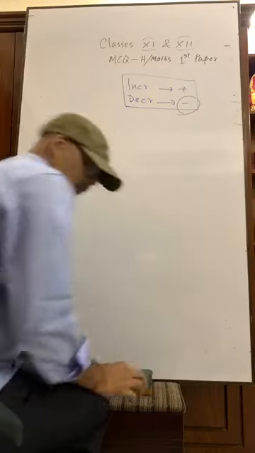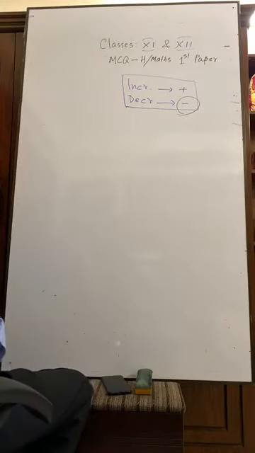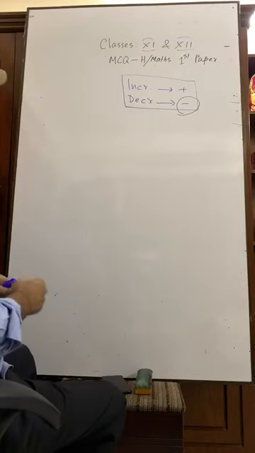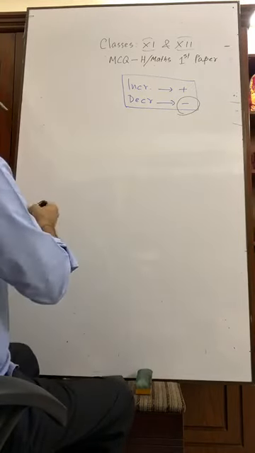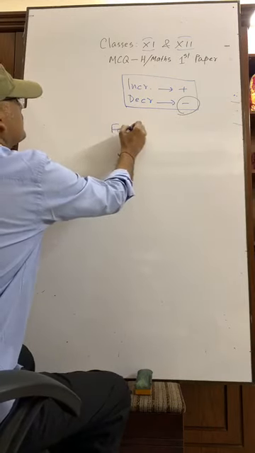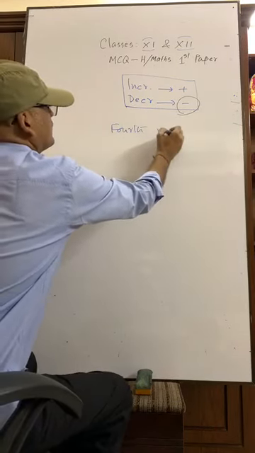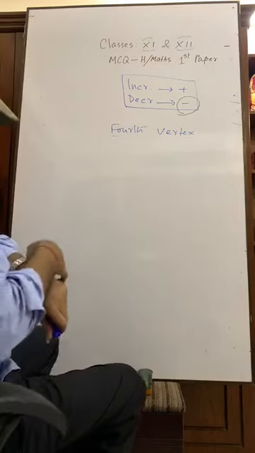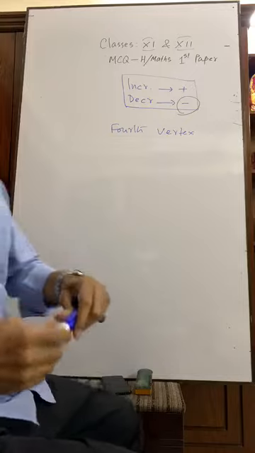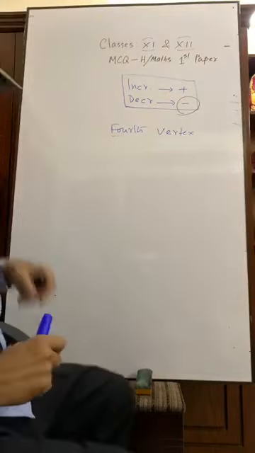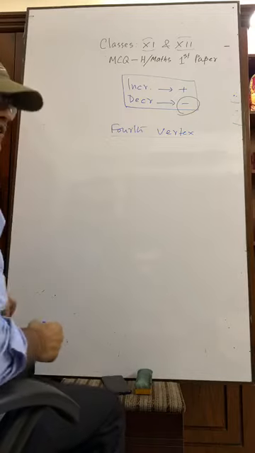Now, the most important part: to determine the fourth vertex. Suppose 3 vertices of any quadrilateral are given. We have to determine the fourth vertex. Okay, see.